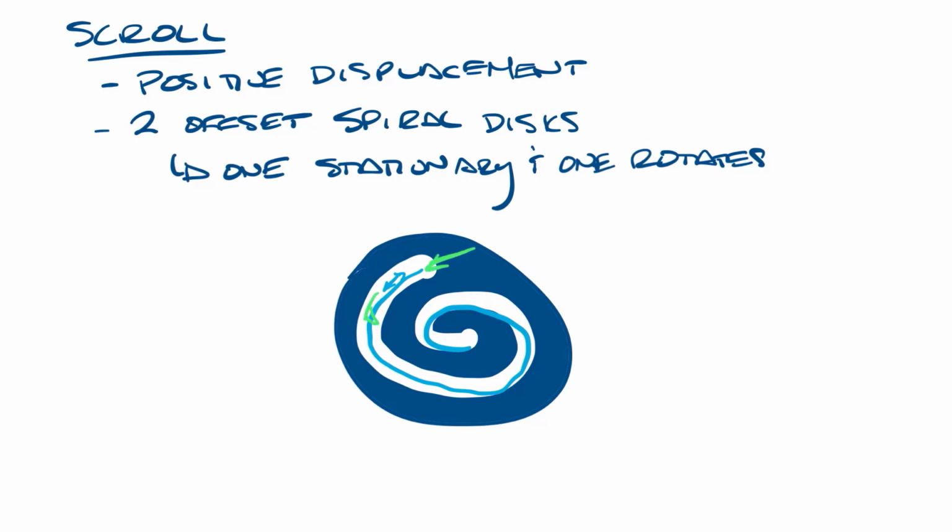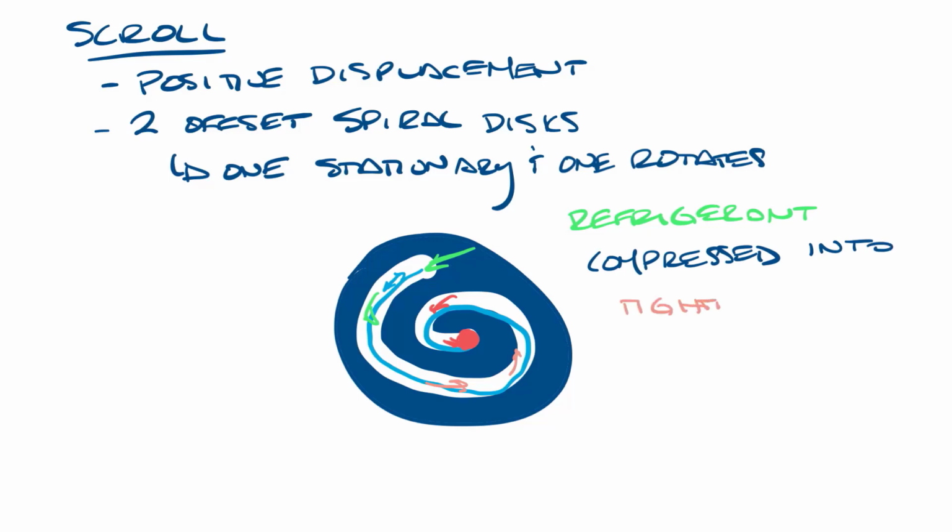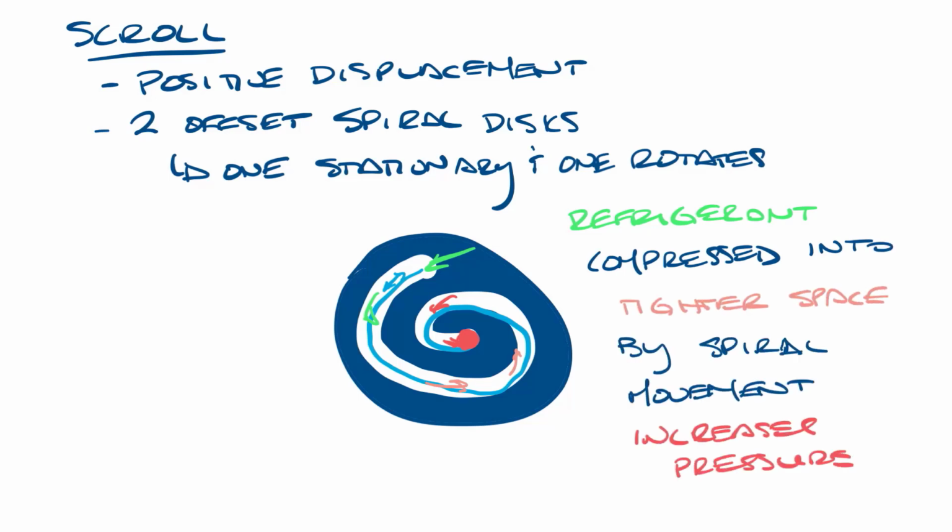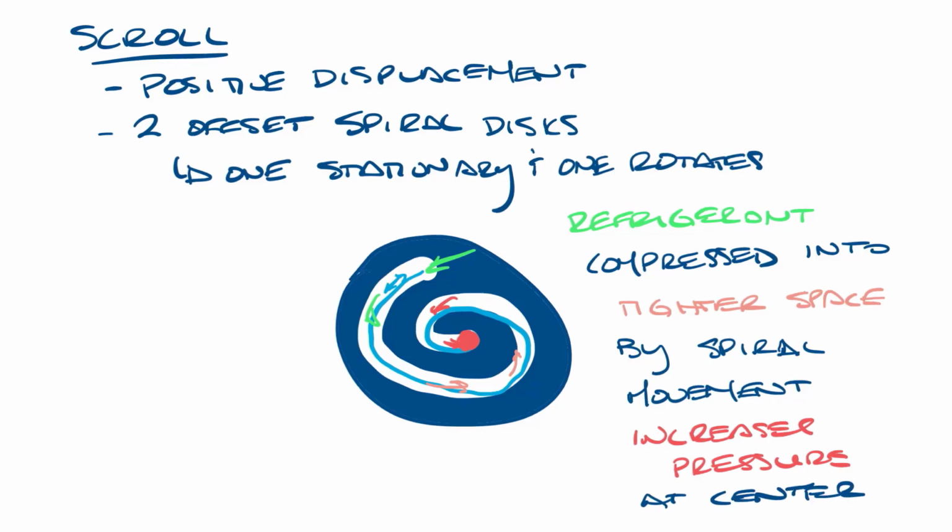The refrigerant will come in on the end like this and get compressed by the spiral disc as it moves towards the center, and then the discharge will come out of the center at a higher pressure. Let's write this in. The refrigerant in green is compressed into the tighter space by the spiral movement, which increases its pressure. So let's bring all this back on screen.